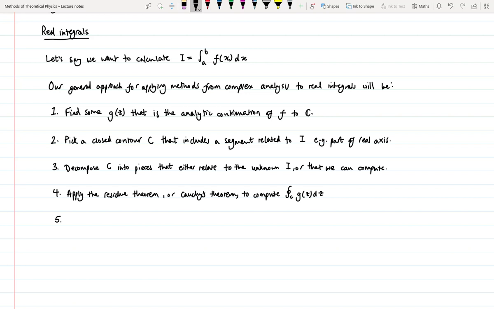The final step to wrap things up will be to combine steps 3 and 4. So you'll generally be able to equate the contributions along the constituent paths of the contour C to the solution that you get from the residue theorem or Cauchy's theorem. You'll be able to combine steps 3 and 4 to deduce the value of the real integral I.